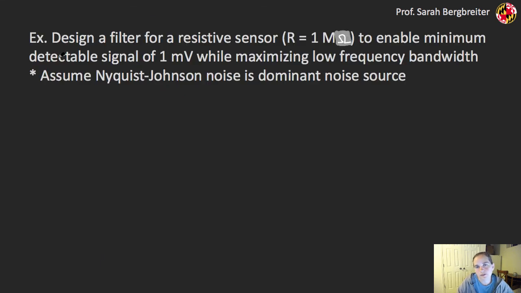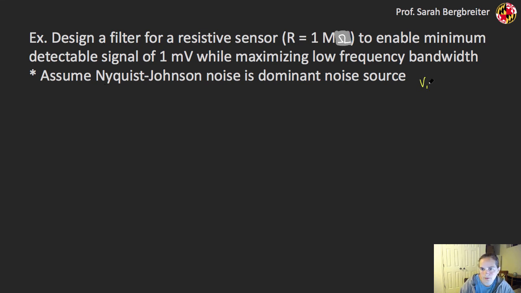Let's do a quick example where we're going to design a filter based on some of the noise types that we've talked about as well. So in this case, I have a resistive sensor. It has a nominal resistance of a mega ohm, and I want to enable a minimum detectable signal of a millivolt while maximizing the low frequency bandwidth that I have available. And in this case, I'm assuming that Nyquist-Johnson noise is the dominant noise source.